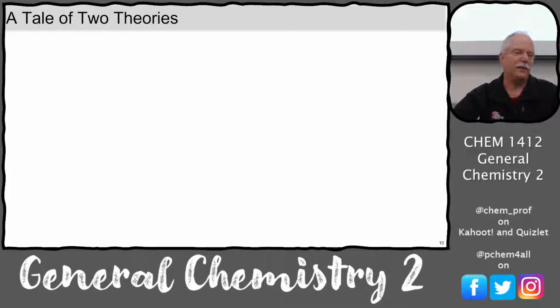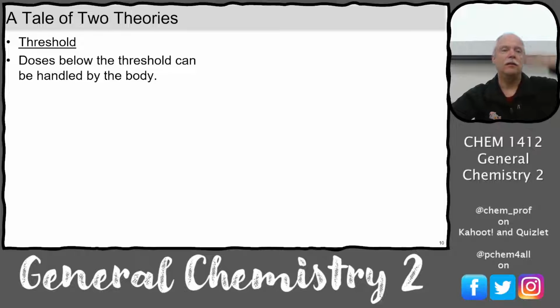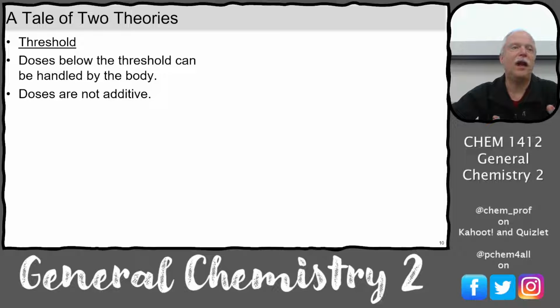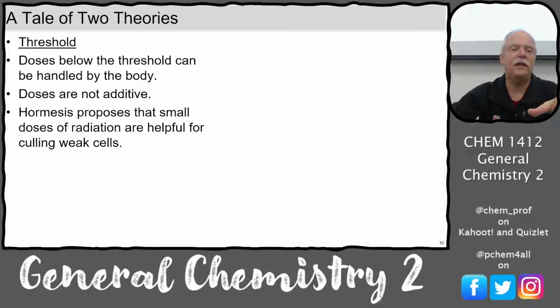So let's talk about what happens after you receive a radiation dose. On the left is what we would call, I guess, typical toxicology. Doses below the threshold can be handled by the body, okay? And doses are not additive. We'll explain what additive means in a minute. And then this idea of hormesis is another theory that says small doses of radiation are helpful for culling out weak cells. But that's optional. You don't have to believe in hormesis to believe that there's a threshold that the body can handle.